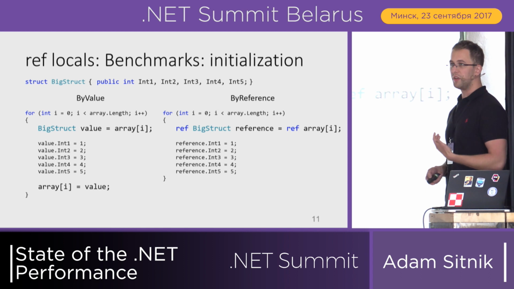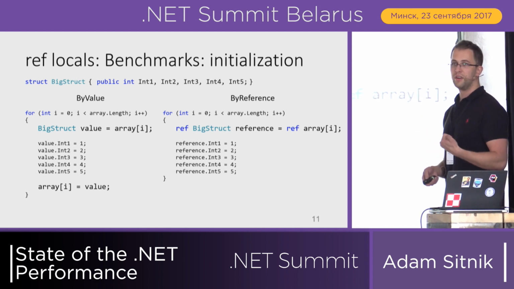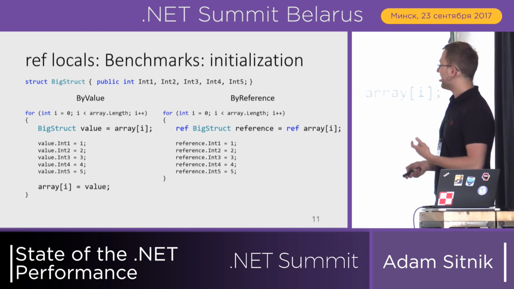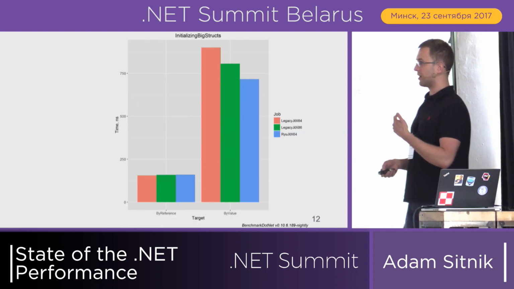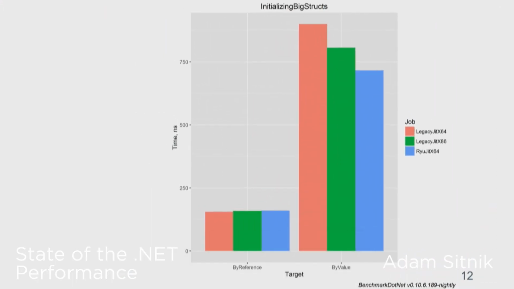So how do you think what's the difference can be? Like 10%, 20, 100? Yeah, so in my example, doing this by references was more than 4 times faster. And the low bar is doing this by reference, and the big bars are doing this by value. And as you can see on the right, we have different JITs, legacy JIT and RyuJIT.